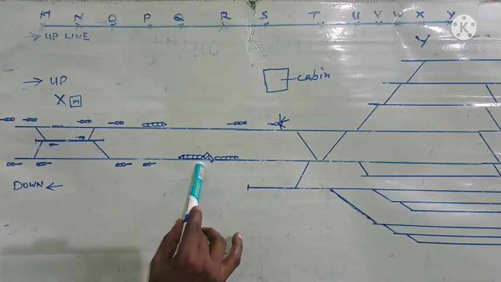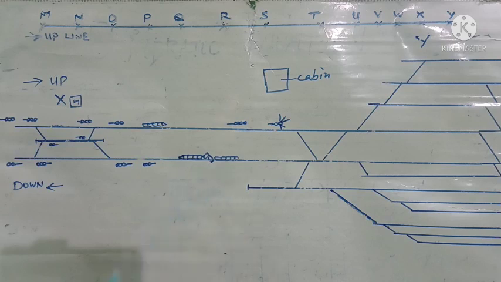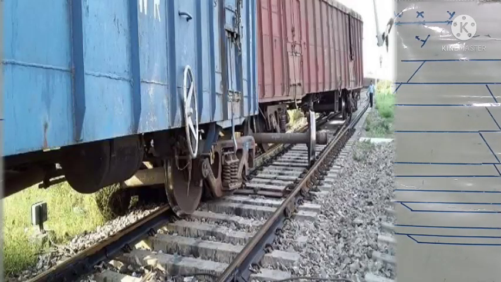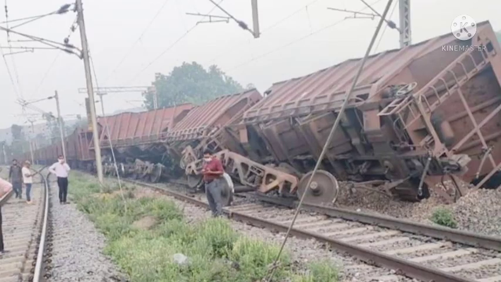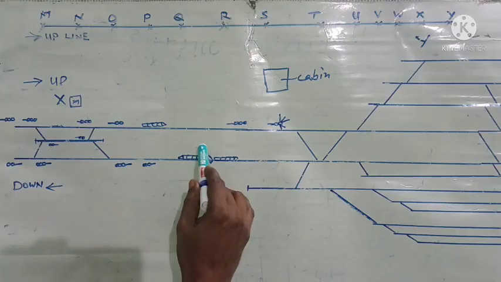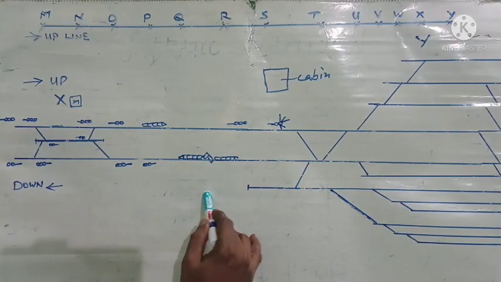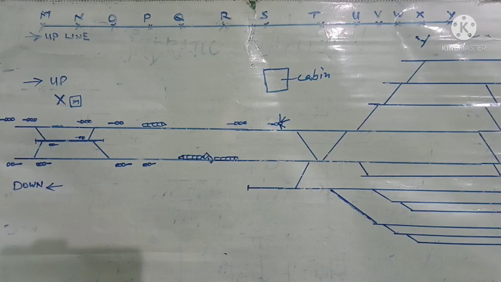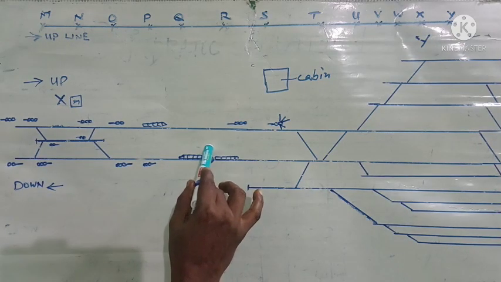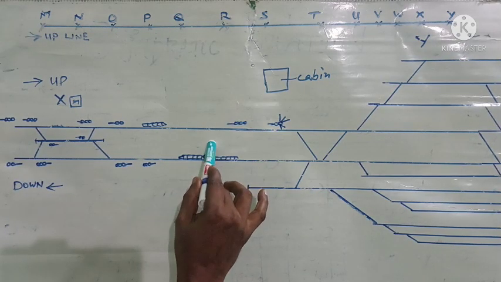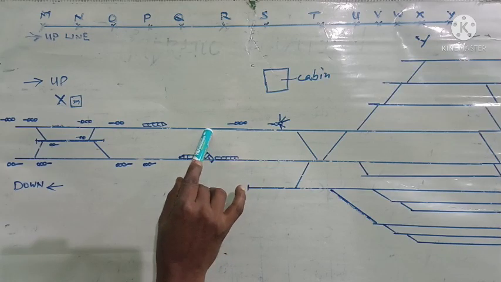So while walking along this line, he understands that 2 wagons have derailed. Derailing means the wheels of the wagons have jumped out of the rail. If the wagons went out of the track, that is, they turtled or upturned and moved towards here or here, then it is called capsizing. Suppose the wagons capsized, there is every chance that they will infringe the upline.